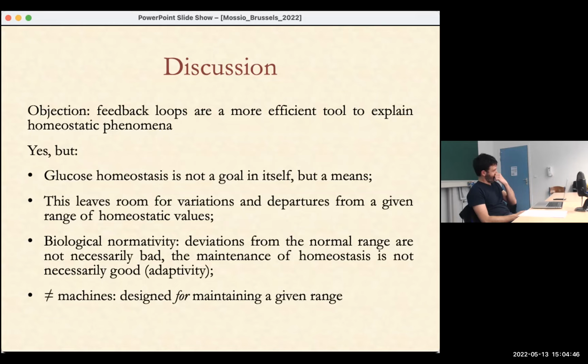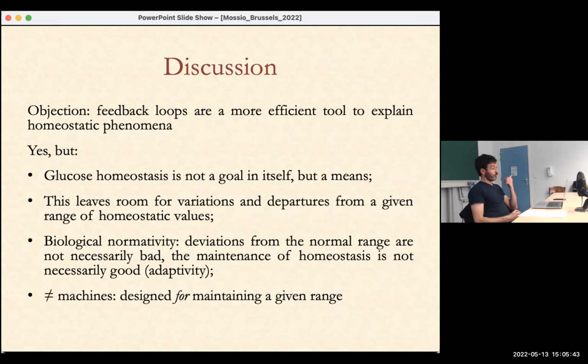Agreed. But then we go back to teleology, in a sense. If it is correct to claim that glucose homeostasis is not a goal in itself of the system, but a means, then this philosophical claim has consequences, because from the point of view of autonomy, the organism is not meant to maintain homeostasis as a goal in itself. What it has to do is just stay alive. This leaves room for variation and departures from a given range of homeostatic values. It becomes obvious that the set point is not fixed, that this set point is an approximation and depends on the context.